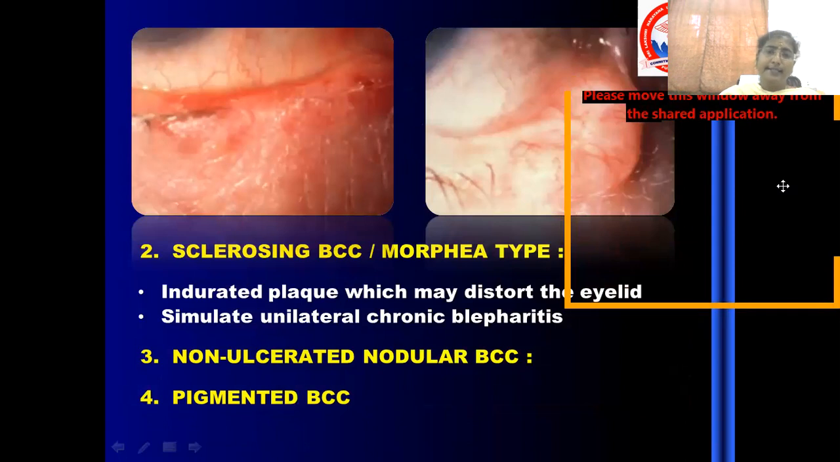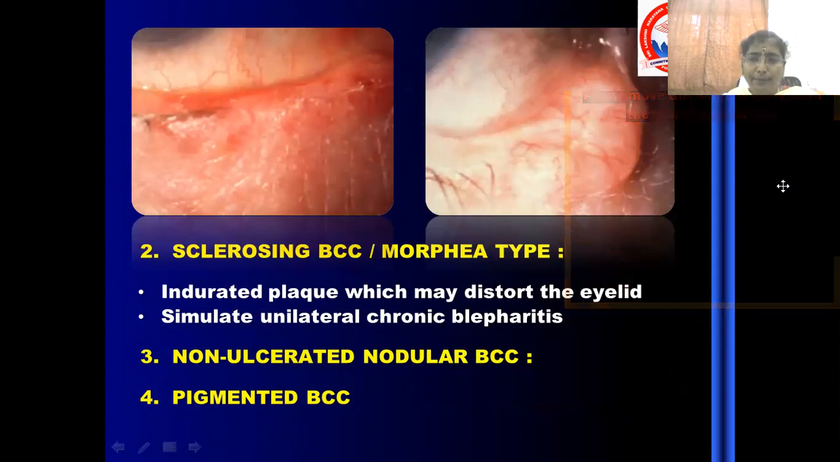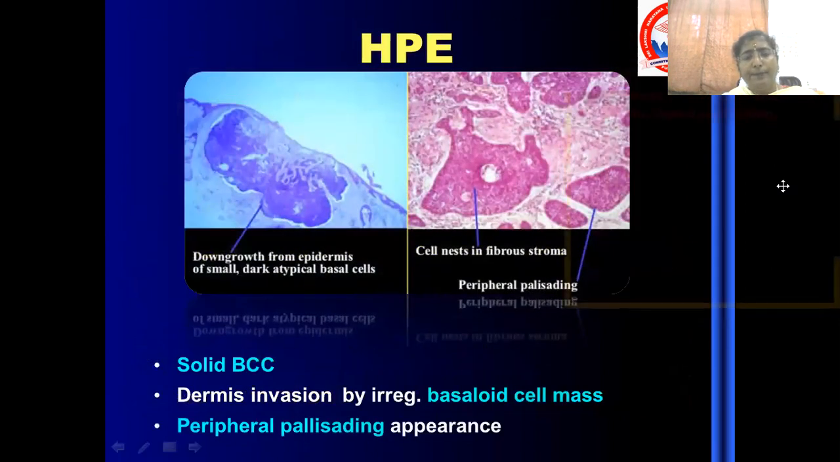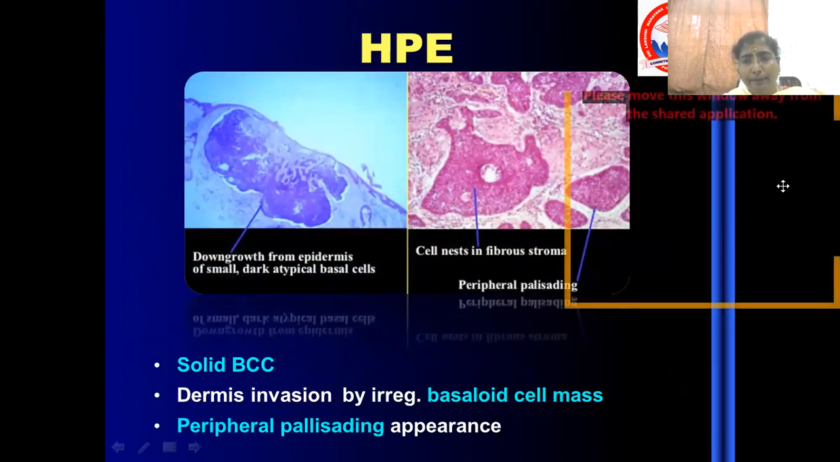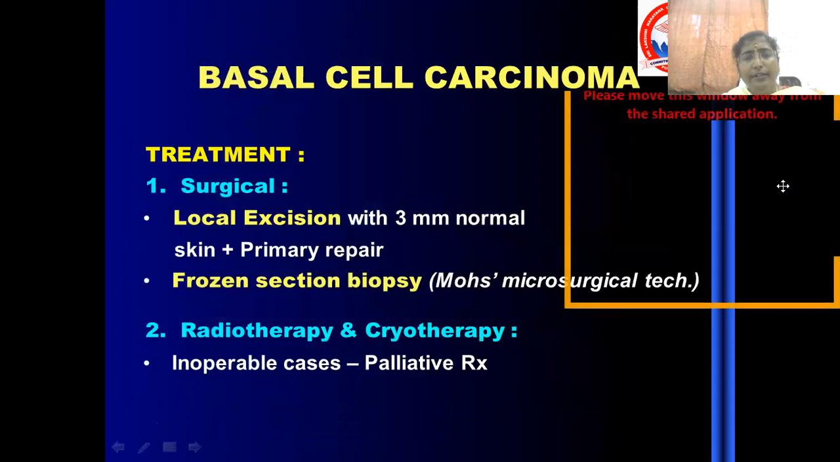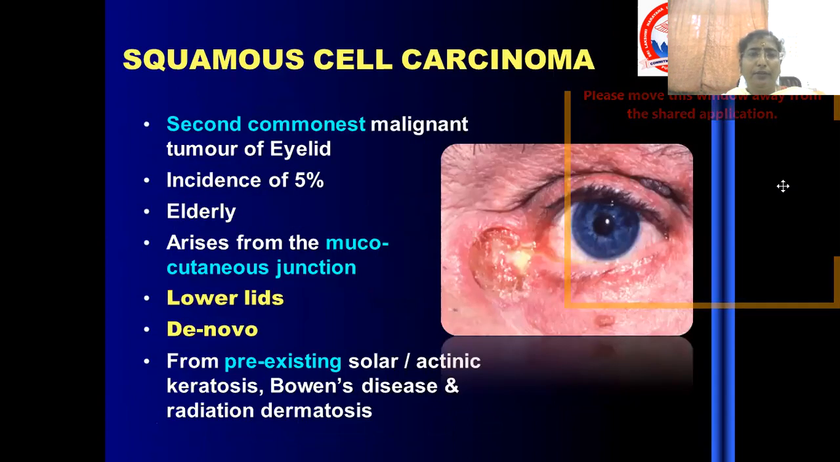The other types are sclerosing BCC or morphea type. It has an indurated plaque which may distort the eyelid or simulate unilateral chronic blepharitis, and there are non-ulcerated nodular BCC and pigmented BCC. HPE shows dermis invasion by irregular basaloid cell masses with a peripheral palisading appearance. The treatment involves surgical local excision with 3 millimeters of normal skin plus primary repair, and frozen section biopsy or Mohs microsurgical technique, or you can go for radiotherapy and cryotherapy. In inoperable cases, we go for palliative treatment.